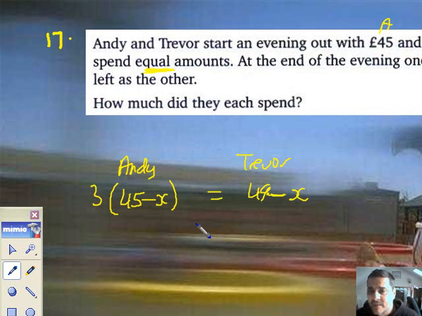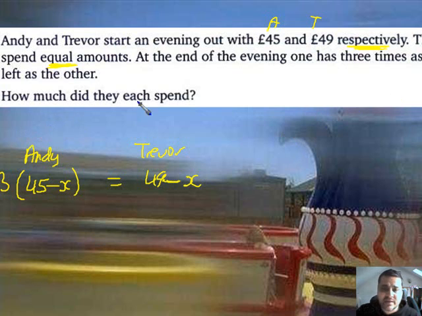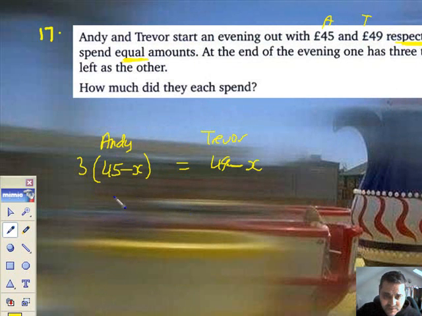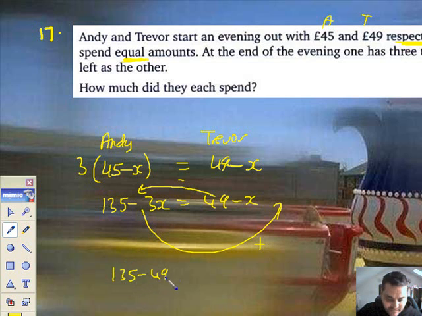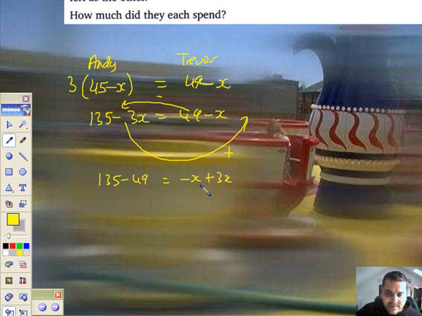They both spend equal amounts. At the end of the evening, one has 3 times as much as the other. How much did they spend? Alright, here's my equation. Multiplying out then, 3 45s, I don't know, 135. So 135 take away 3x comes to 49 minus x. I don't like negative x's. You go over there and get added, and you 49 come here, get subtracted. So I've got 135 take away 49 will come to minus x plus 3x.